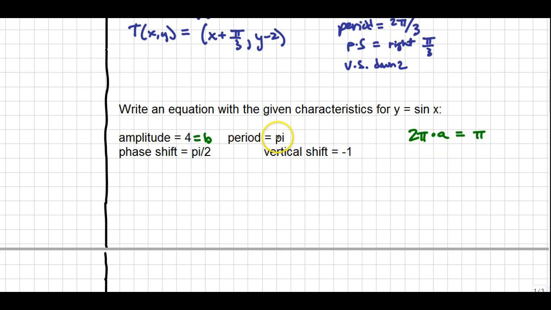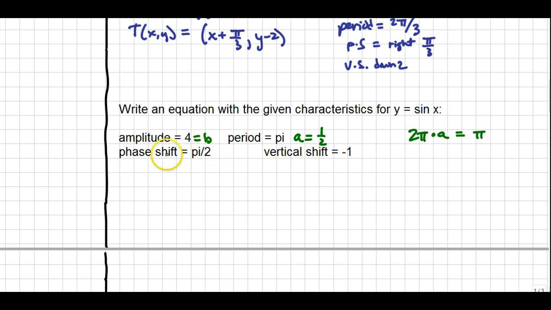So if you're not sure what to make of the a value, always set up this equation: 2 pi times a equals whatever the period is that they give you. Solve that now for a. So we would divide both sides by 2 pi, the pi's would cancel, and we'd end up with 1/2. So this is telling me now that the a is a half. If I didn't know that, I would have been able to figure it out just by solving this.